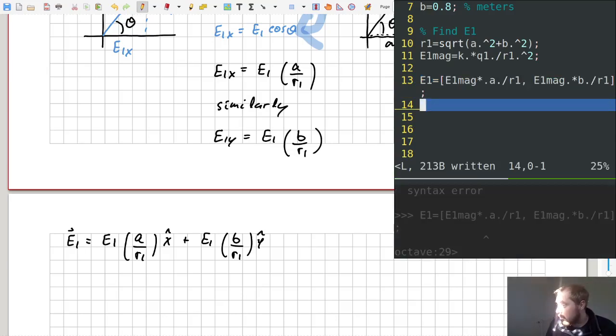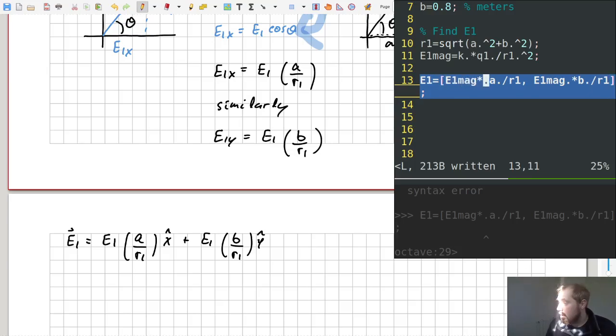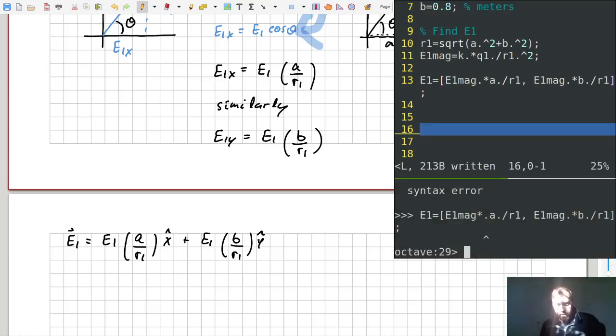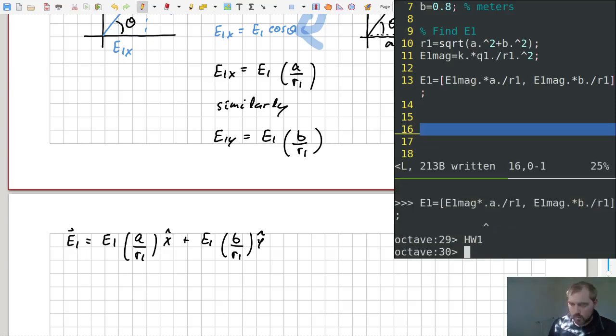There's an error. Where's my error? Let's see here. E1 mag times A dot divided by R1, dot times B divided by R1. Oh, I have the dot in the wrong spot. So I'll move that over. Dot times. All right, run that again. Homework one. All right.